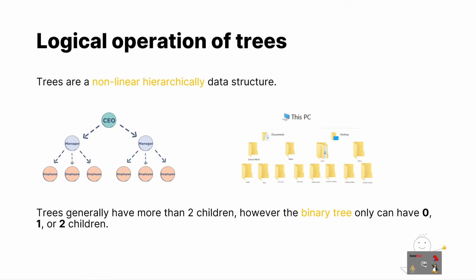Also, another very important thing to note is that this computer science syllabus only focuses on binary trees. And the important difference to grasp is that trees generally have more than two children, so one manager can have multiple employees. However, a binary tree only can have 0, 1, or 2, so up to 2 children. We'll cover this terminology in the next topic. It's just important to know in our syllabus we only care about binary trees.